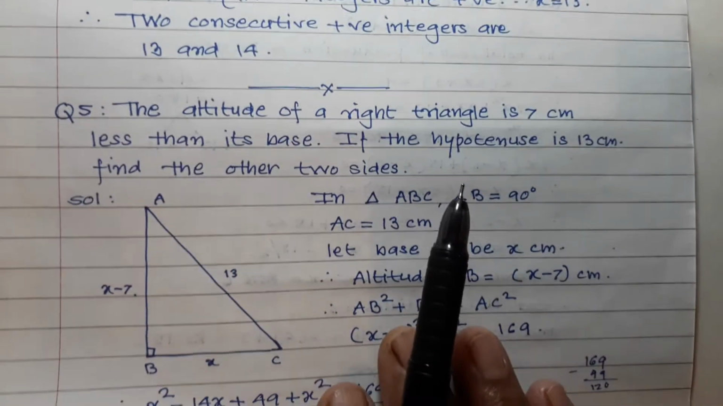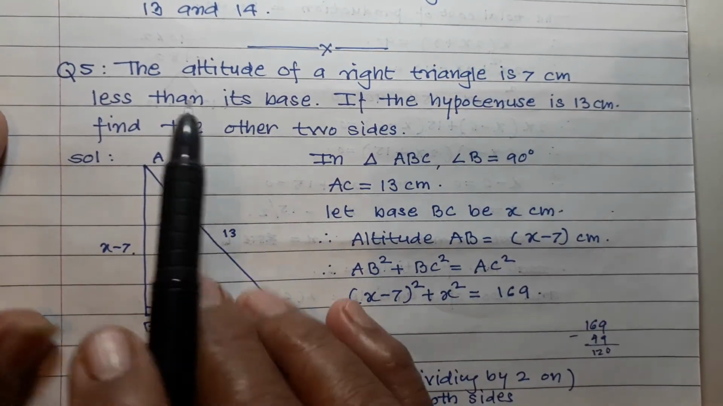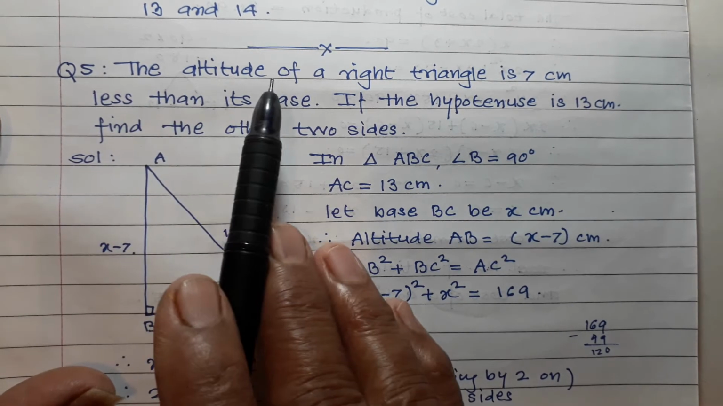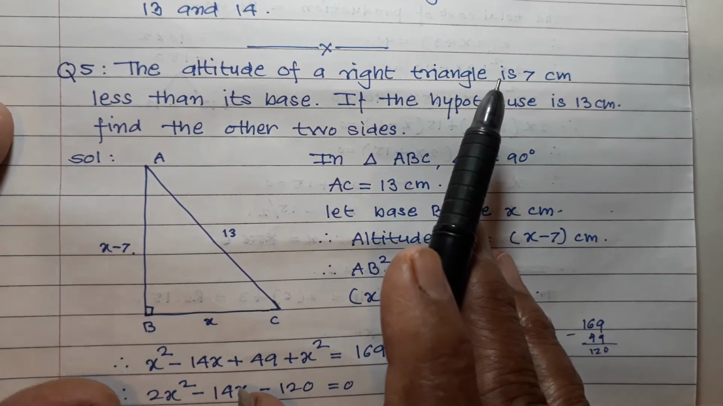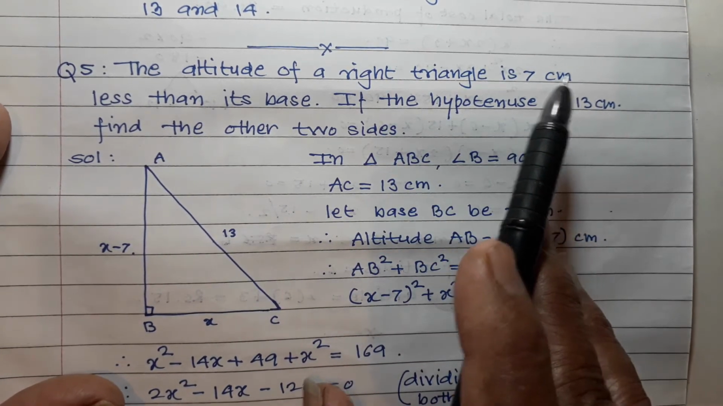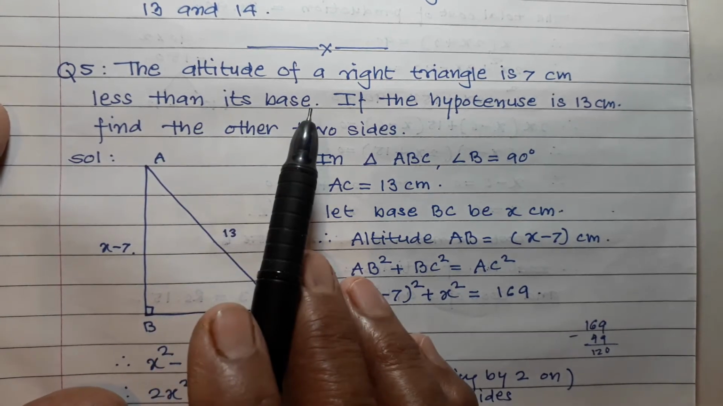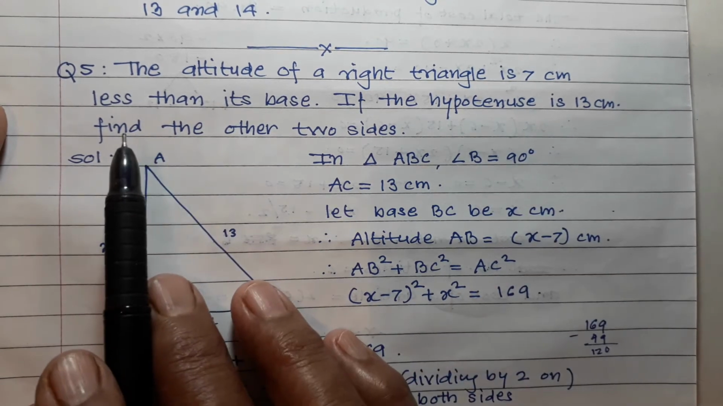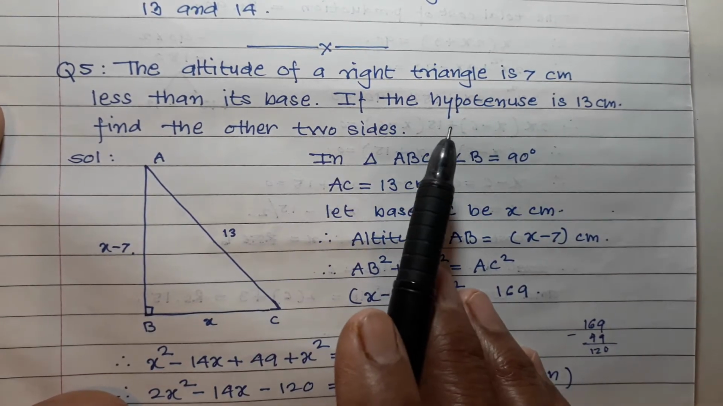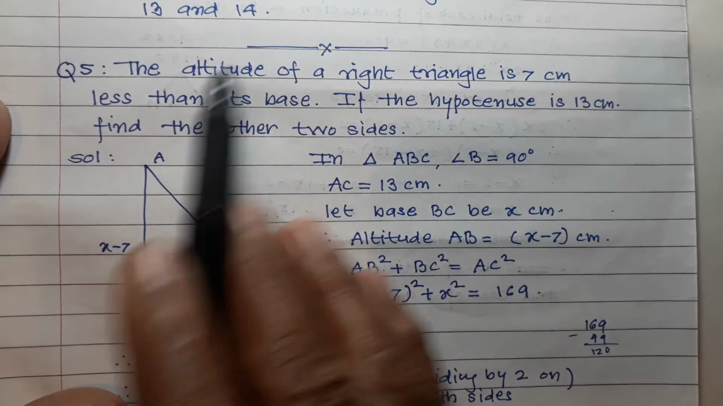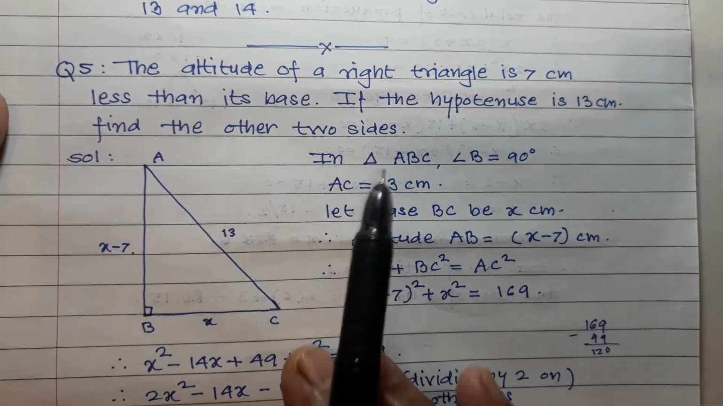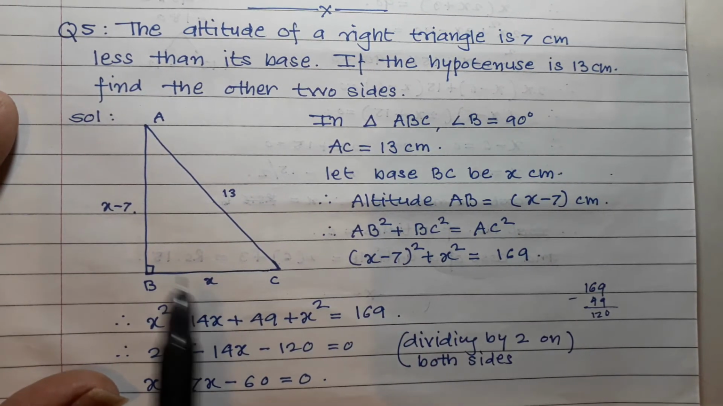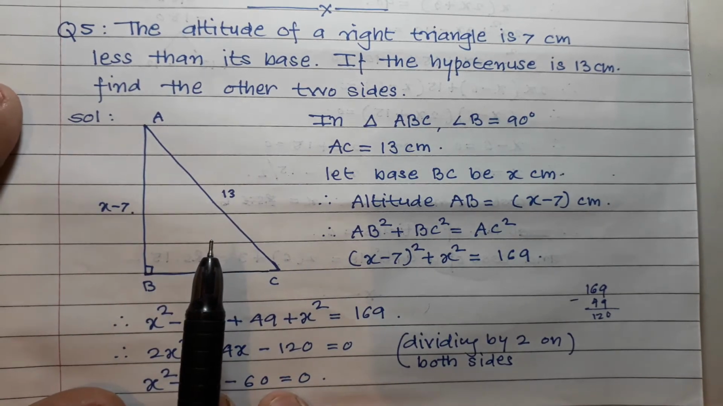Question number 5: The altitude of a right angle triangle is 7 cm less than its base. If the hypotenuse is 13 cm, find the other two sides. Okay, now this question is based on geometry. So in this case you should know all properties of geometry. Now here a right angle triangle is given.